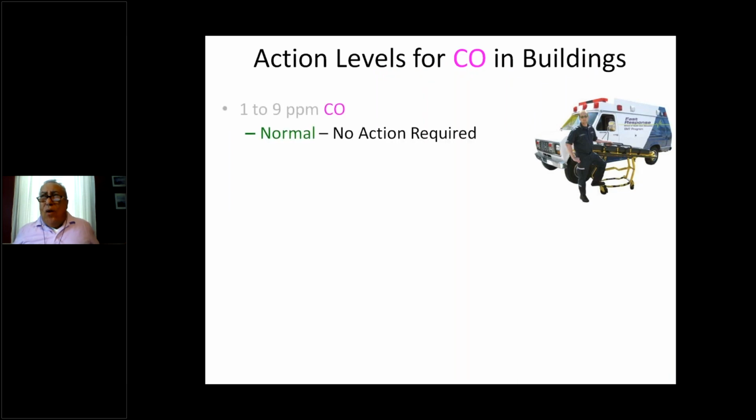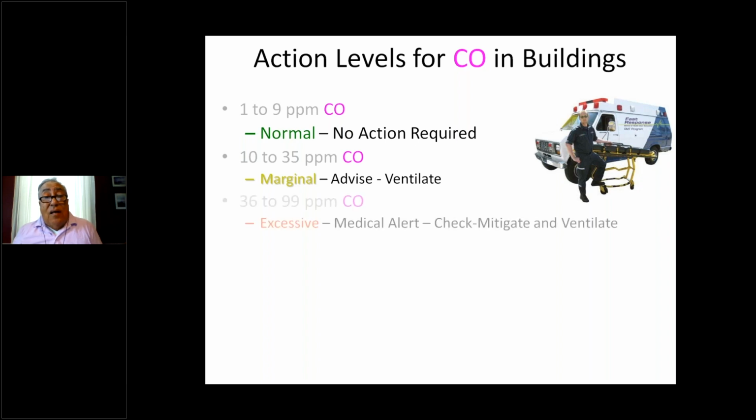Most of your equipment, your combustion testers, have the ability to analyze ambient air. And these are some parameters for action levels in buildings. The fire departments all have these; they walk in with the sniffer. 1 to 9 parts per million, fine, no problem, that's very normal. 10 to 35, well, there's something going on. Let them know, maybe ventilate the house, open some windows, find out what's going on. That's kind of elevated. Anywhere up to 100, it's too much. Find out what's going on, ventilate, and a medical alert. Let somebody know what's going on.